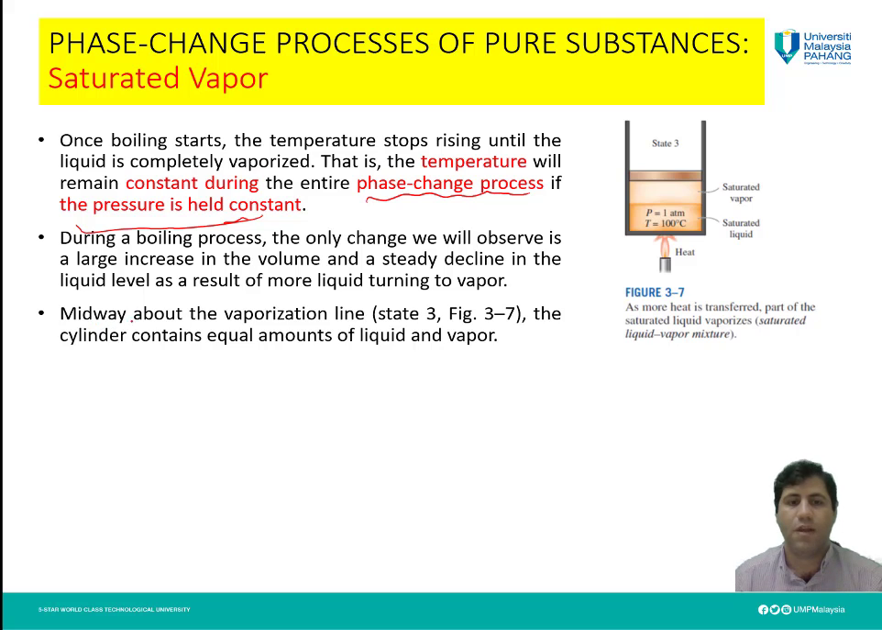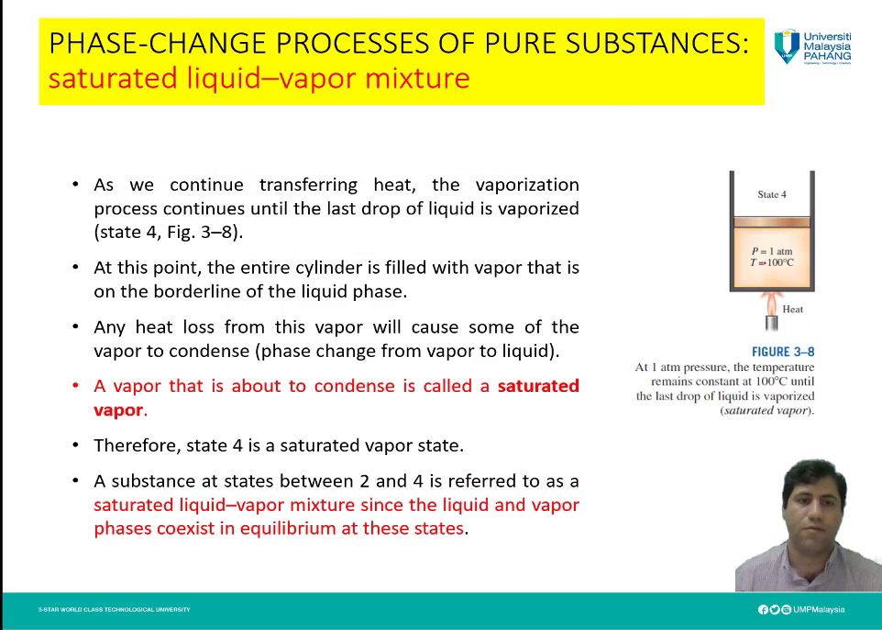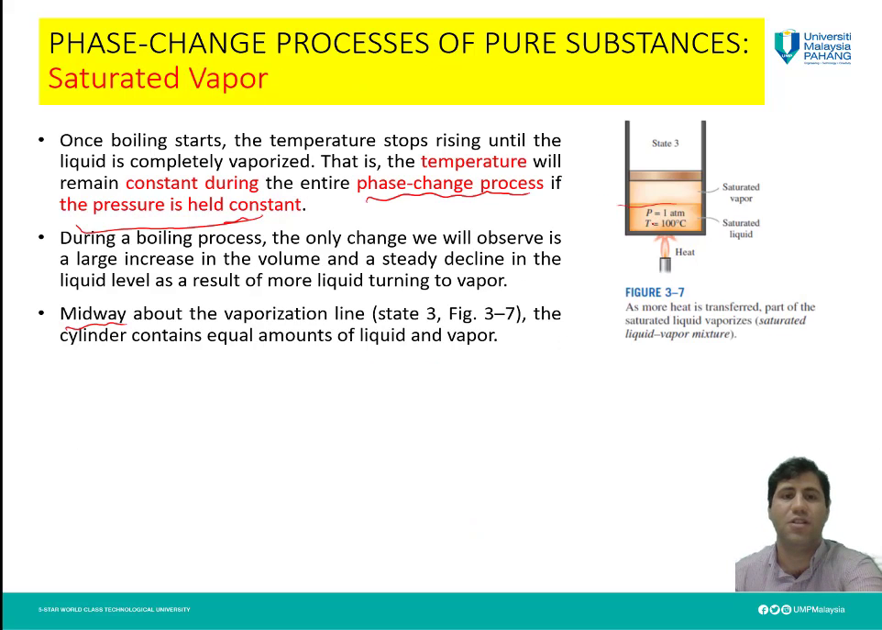And about the vaporization line, the cylinder contains equal amounts of liquid and vapor. What we have here is a midway point of the vaporization line. Here we will have an equal amount of liquid and vapor. This is state 3. We have saturated vapor and saturated liquid. We will have another definition for this: this one is a saturated liquid and vapor mixture.